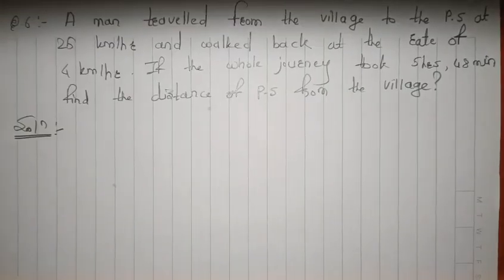So this is our sixth question. Here, a man travelled from the village to the post office at 25 km per hour and walked back at the rate of 4 km per hour. Now, if the whole journey is taking 5 hours 48 minutes, find the distance of the post office from the village.